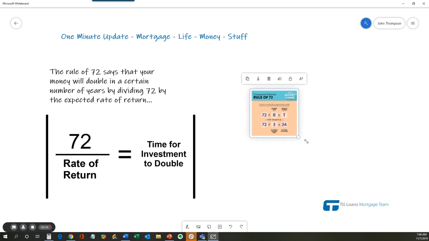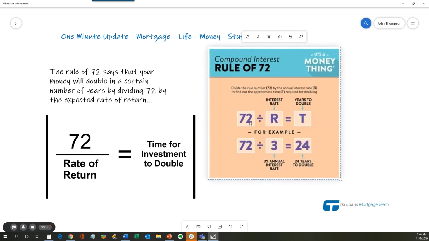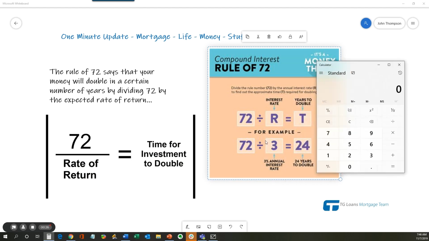Let me give you a quick example here. We take 72 divided by 3, for example. If the rate of return is 3%, it takes 24 years for your money to double. Let's look at this a different way.